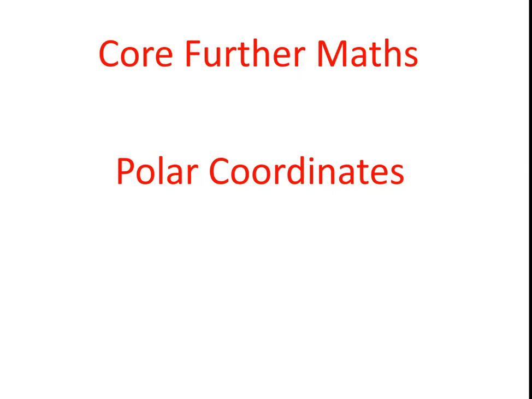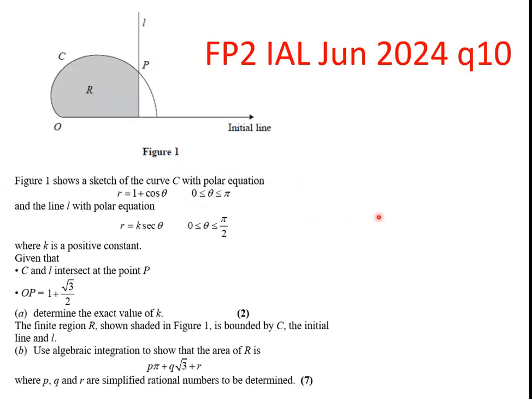Of core further maths, some polar coordinates here. I've got the FP2 last question on the paper, a 9-marker to finish. So we've got a curve here, a polar curve, and a straight line, which is unusual. They give us the equation for the curve C, and the line L looks like this.